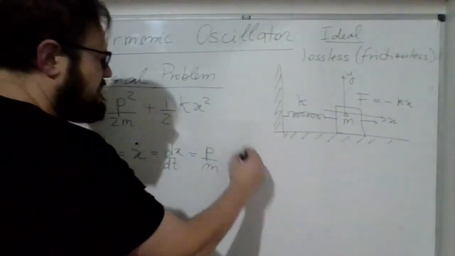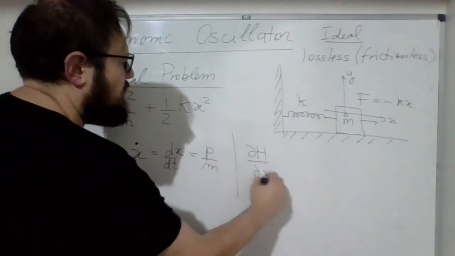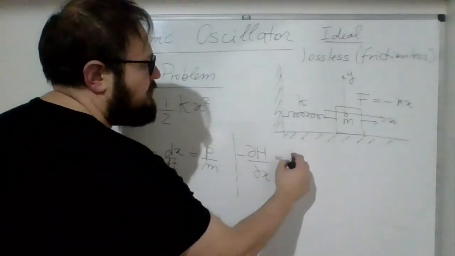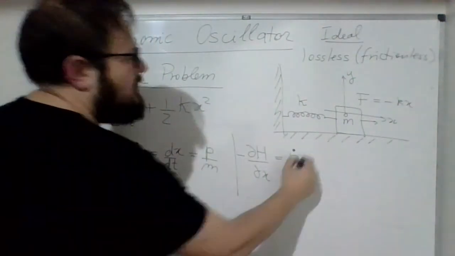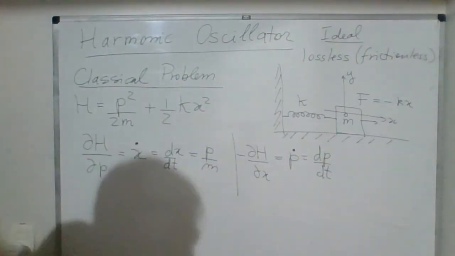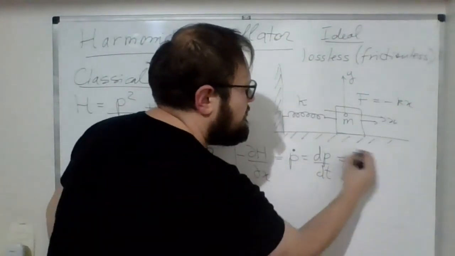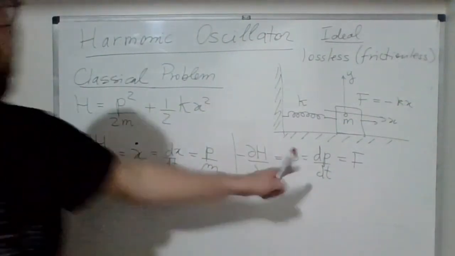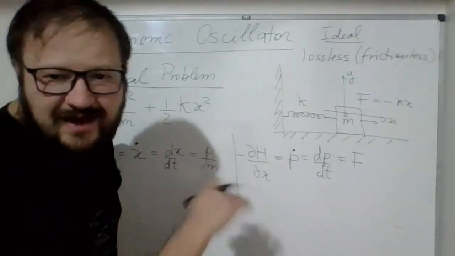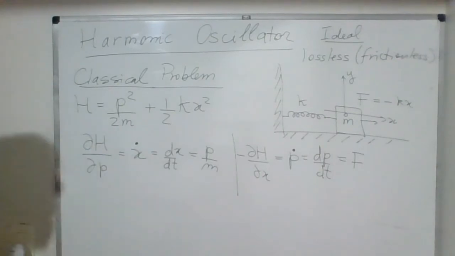And if you calculate the other equation, you'll find that minus the derivative with respect to x corresponds to p dot, which means dp over dt. All right, this is the time derivative of momentum. And this is the force, all right? This is the force acting in one dimension, so that's why I'm not inserting vector notation here, because we are just considering one dimension.